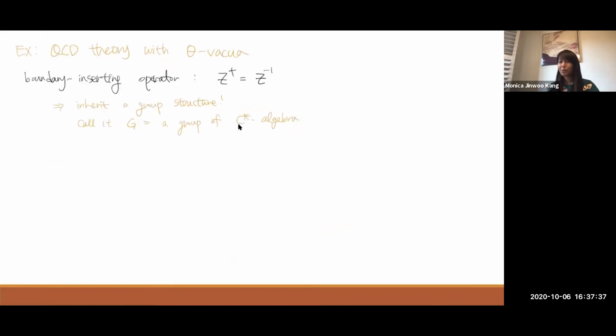Now let's consider a little bit more involved example. This is a QCD theory with theta vacua. So instead of the Hermitian operator before, now we're going to take this boundary inserting operator to be unitary. And this can be achieved by seeing the conjugate boundary operation as gluing against its corresponding boundary. So the gravitational path integral is performed over topologies with one less boundary than before. Since the operation of adding a boundary now has an inverse, because of this operation, it inherits a group structure. So let's call that a group C-star algebra and analyze what we can do with this setup.